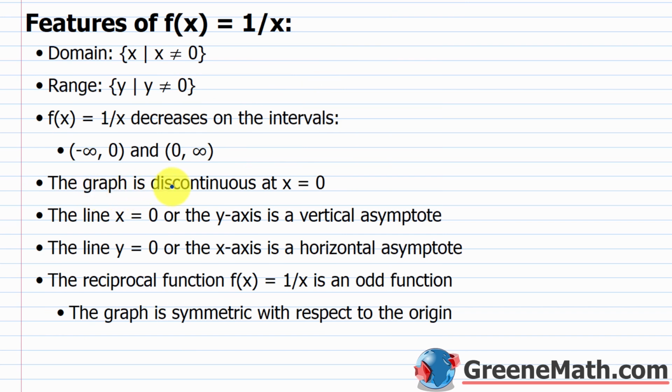Then you have that the graph is discontinuous at x equals 0. Again, because we can't divide by 0, that's undefined. The line x equals 0, or the y-axis, is a vertical asymptote. Then we have the line y equals 0, or the x-axis, is a horizontal asymptote. And then the reciprocal function f of x equals 1 over x is an odd function. So again, we've talked about this a lot. The graph is symmetric with respect to the origin.